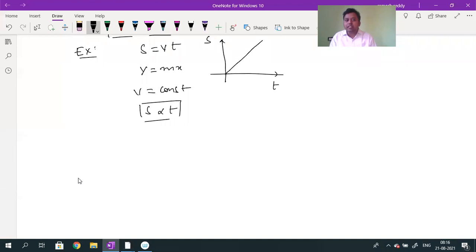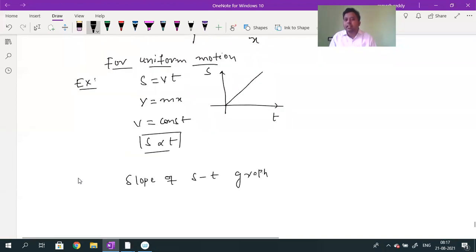So y is equal to mx, s is equal to vt. In place of m, v is there. So what is the slope of the st graph? The slope of the st graph will give us what? Now, how can I calculate the slope? I told you: it is the change in y coordinate by the change in x coordinate. The tan of the angle made by the straight line with the horizontal is called the slope.